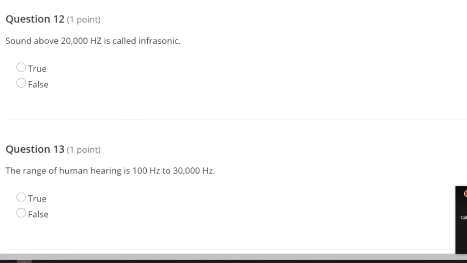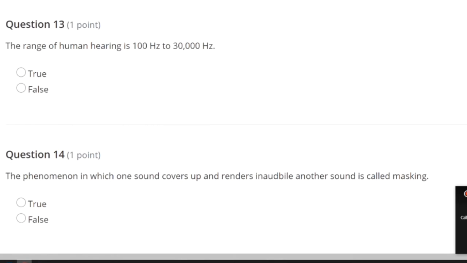Question 12. Sound above 20,000 hertz is called infrasonic. That's false. Sound below 20 hertz is infrasonic, and sound above 20,000 hertz is ultrasonic. Question 13. The range of human hearing is 100 hertz to 30,000 hertz.